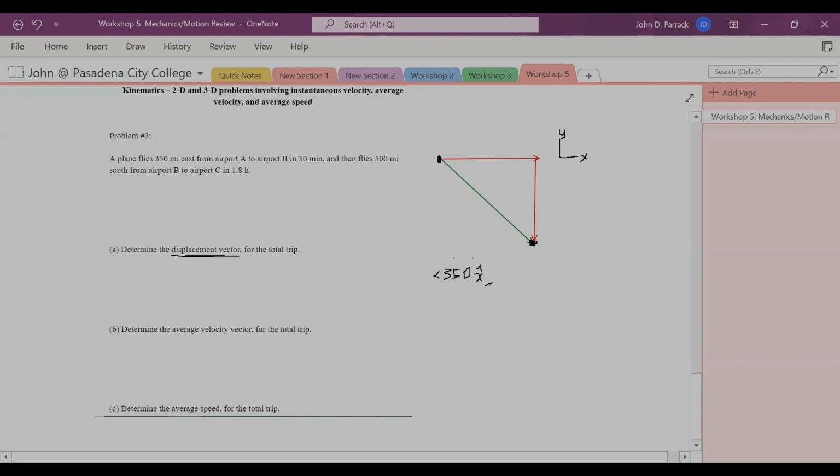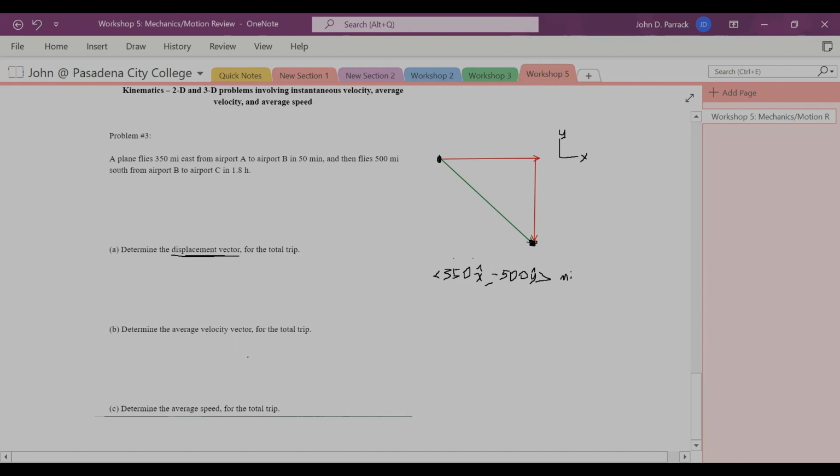And then we say comma, and we go 500, or we're traveling in the negative y direction, right? So negative 500 in the y hat direction. And there's our vector. It's as simple as that. This vector tells me exactly how to get to this point C. You travel 350 miles in the x direction, which is east, and then you travel negative 500 miles in the y direction, which is south.